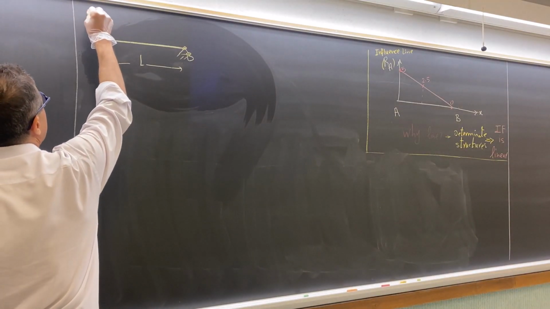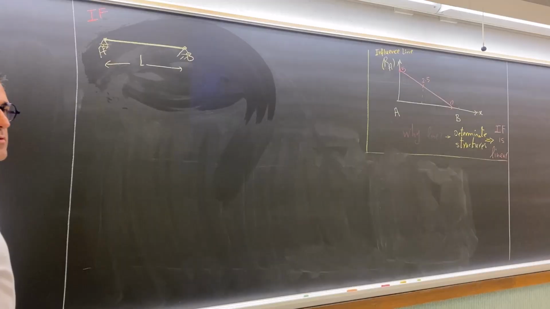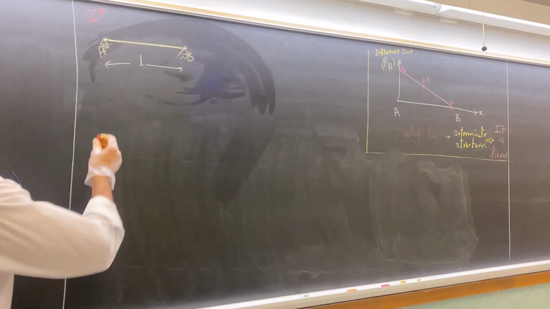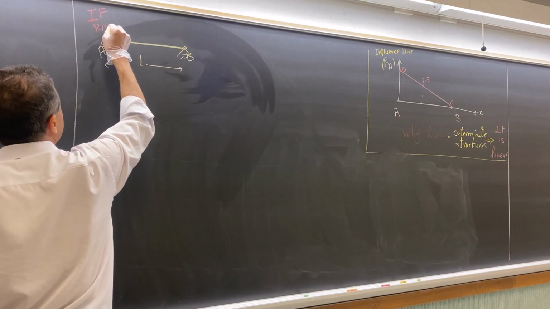So IF, I am personally using IF, but you don't see this acronym in the textbook. So actually it's not an acronym. It's length L. It's influence line. But to save the time, I just write IF because I don't want to write it a lot of times on the board. So influence line for reaction at point A.